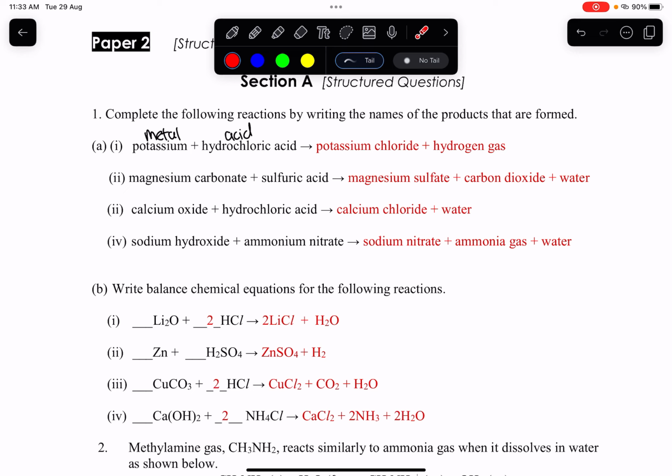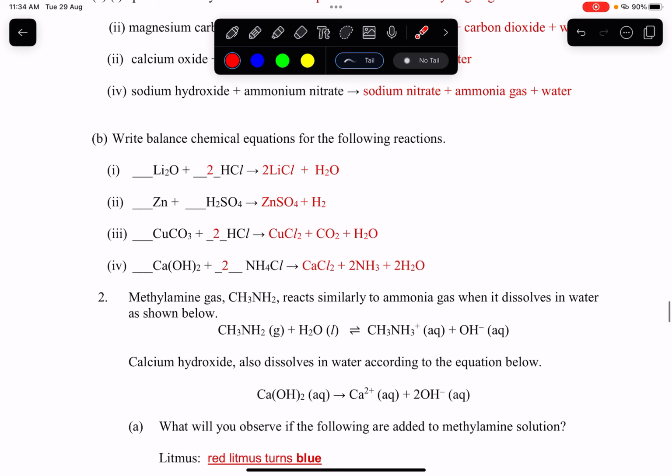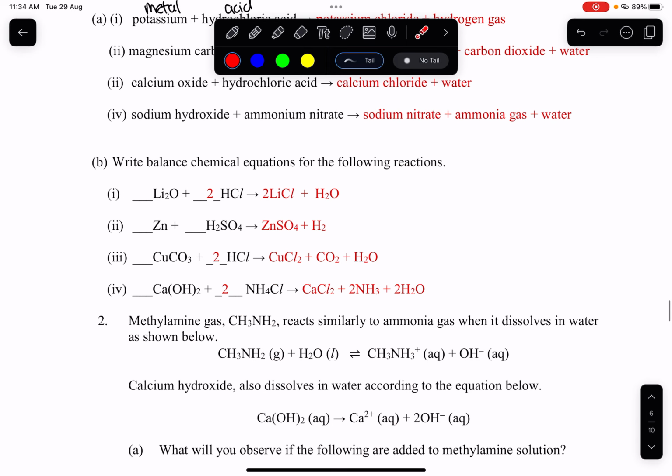Next one is sodium hydroxide plus ammonium nitrate. It's an ammonium salt plus alkali reaction to give you salt plus ammonia plus water. The salt formed is sodium nitrate. Then you get ammonia gas and water as well. For B part 1, to balance it, remember it is a base plus acid, you get salt and water. The salt formed is lithium chloride because lithium is in group 1, it's a Li plus. Then you get LiCl plus H2O, just balanced by placing 2 in front of HCl and LiCl.